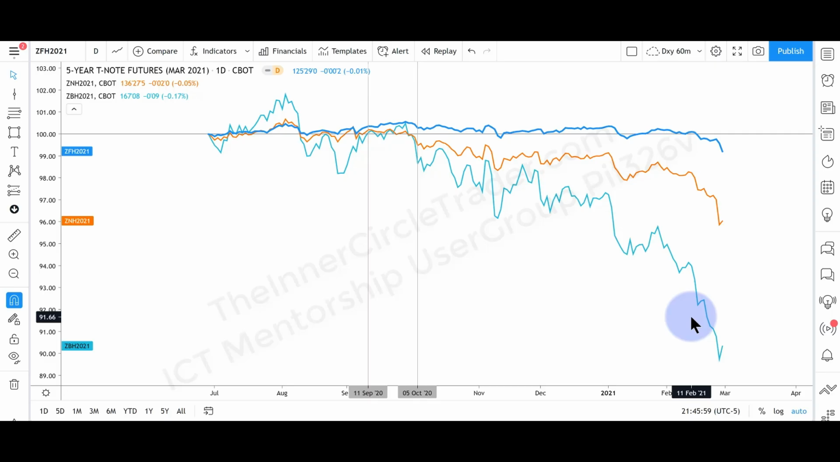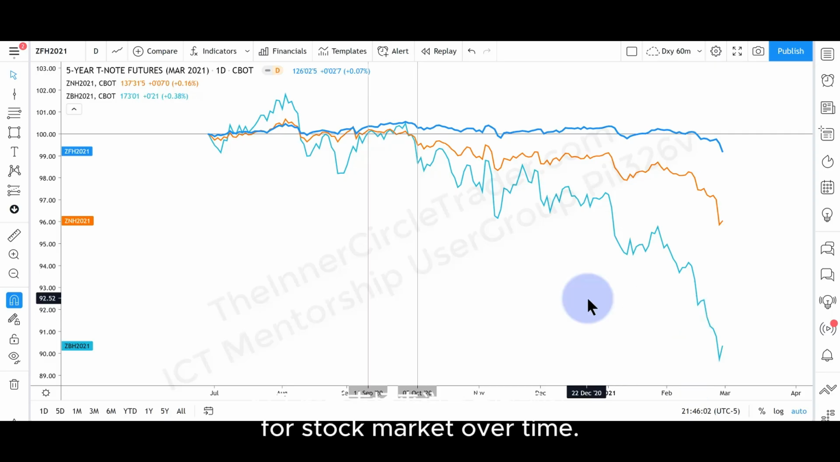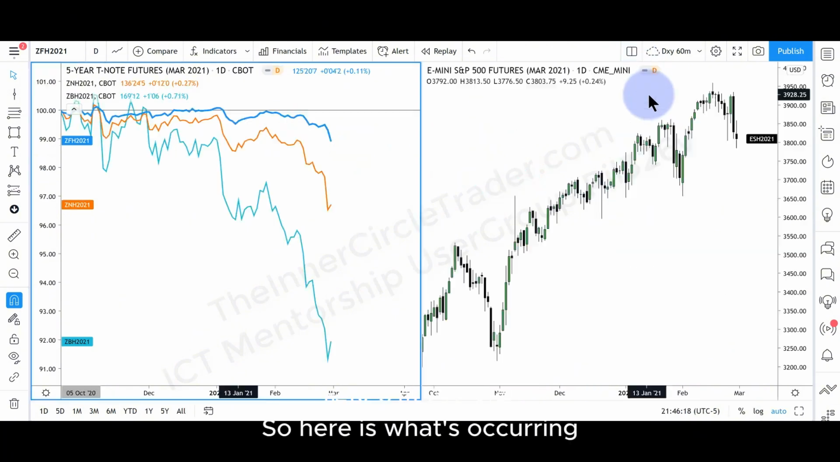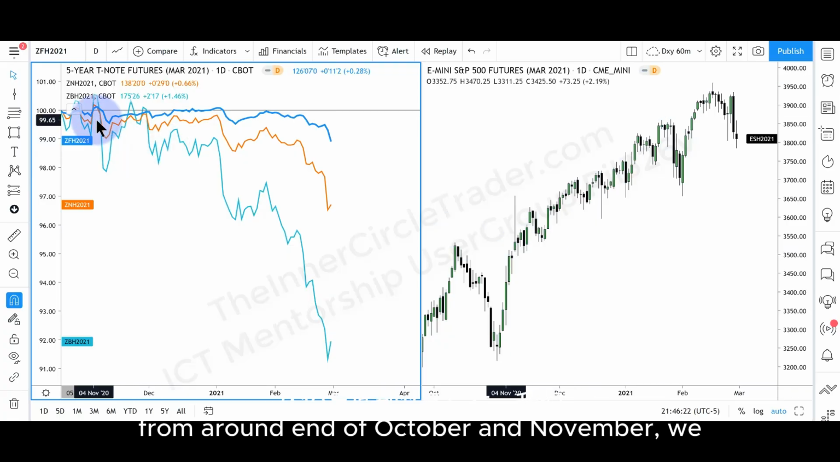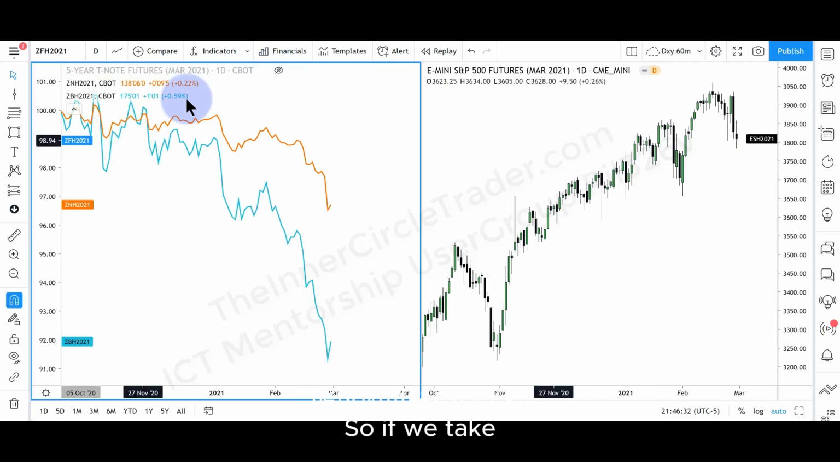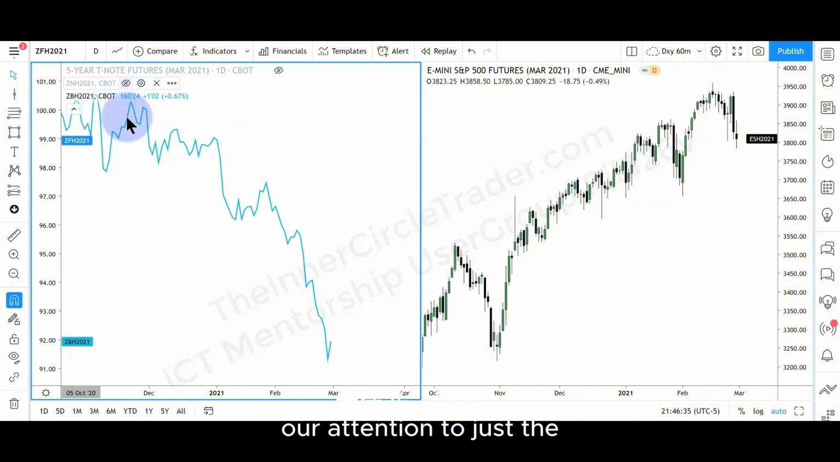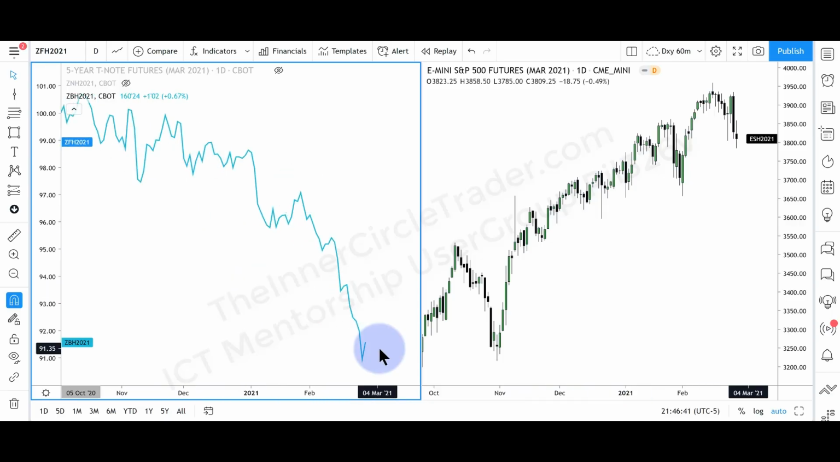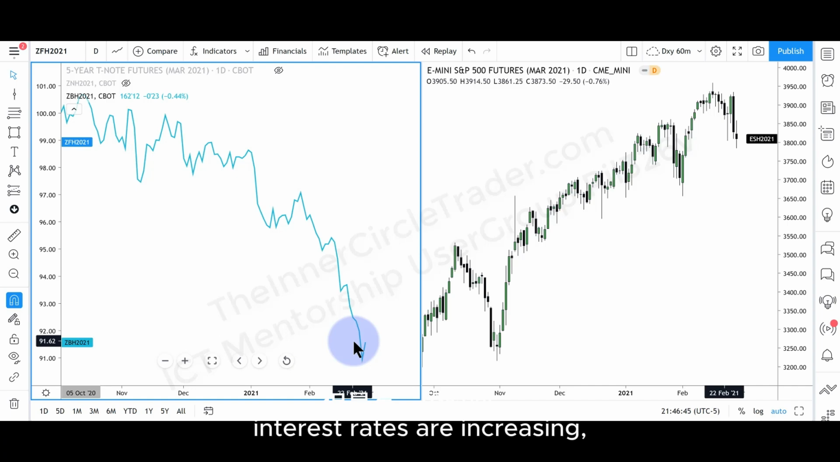And when that happens, that is problematic for the stock market over time. It doesn't like to see that. And then what will happen is the bond market will start to correct. And then as it's doing that, it starts to set up another relationship with the S&P market, which we'll go into that discussion now. So here is what's occurring from around end of October and November. We can see that the bond markets were declining. If we take our attention to just the big bond, the 30-year, it's declined from November down. So if this is declining, interest rates are increasing.